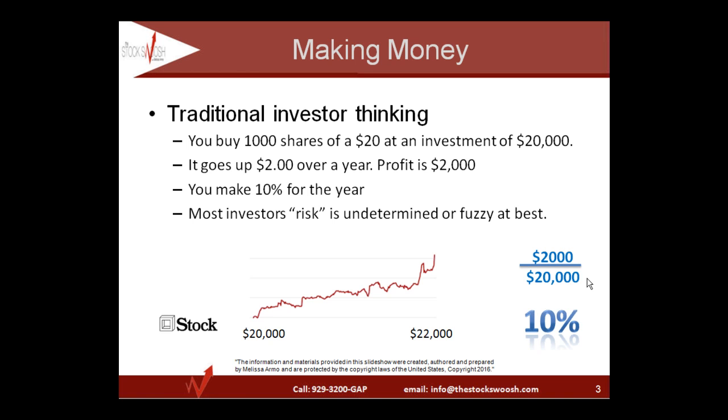Or, of course, you could also simplify the math and simply say, well, it's a $20 stock that went up $2, and if you didn't change your position throughout the year, that would be a 10% profit as well. That's the return on the investment.